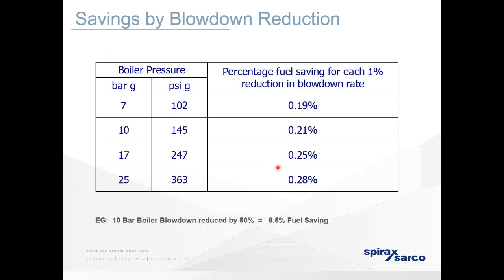So, savings by blowdown reduction. A quick formula here shows the bar pressure, PSI for anybody who works in it, and the fuel saving for each 1% of blowdown that you save. So effectively, a 10 bar boiler will save you 0.21% of fuel if you can limit your blowdown. And here again, it's set on a 10 bar boiler with blowdown reduced by 50%, so that equals a 9.5% fuel saving.